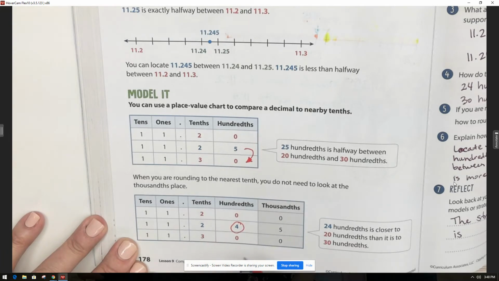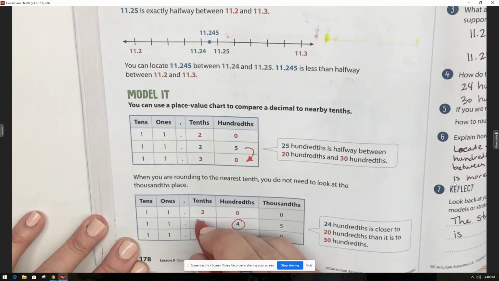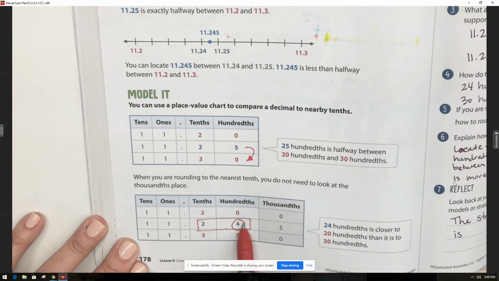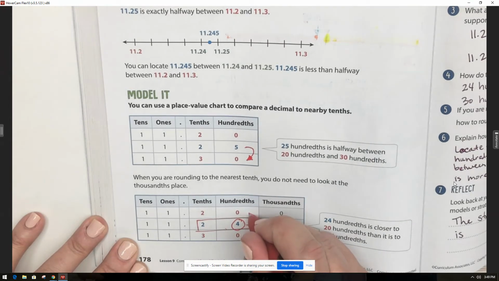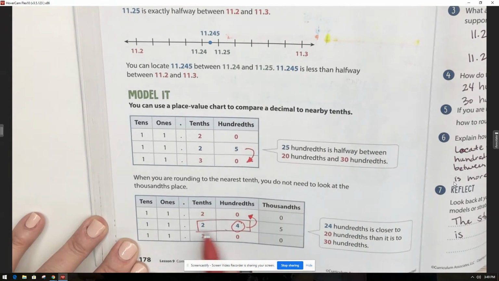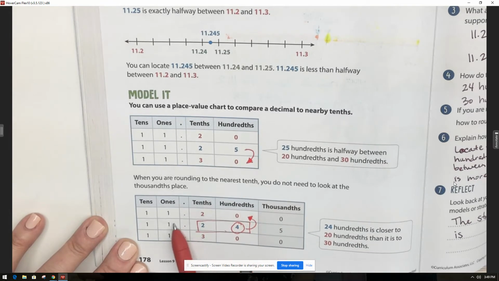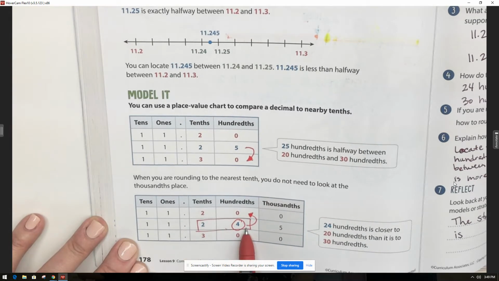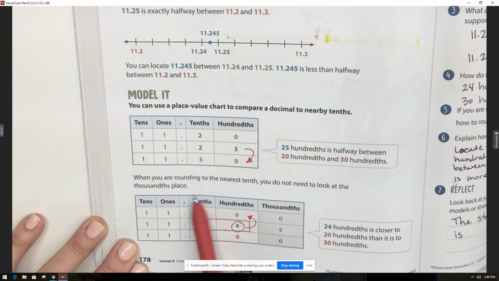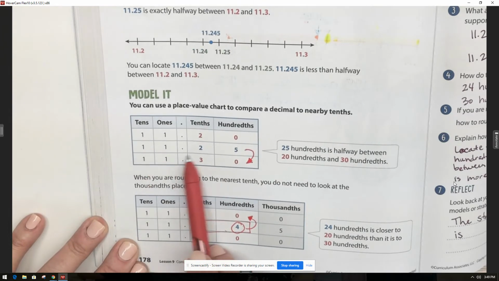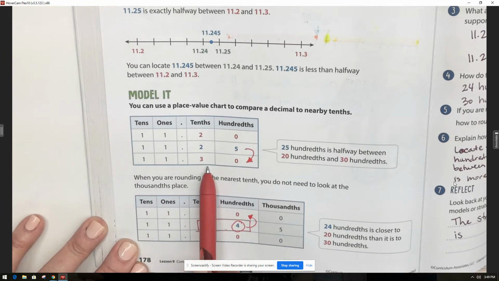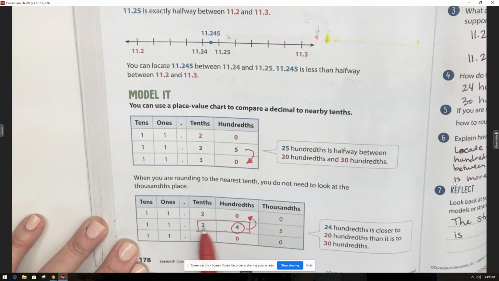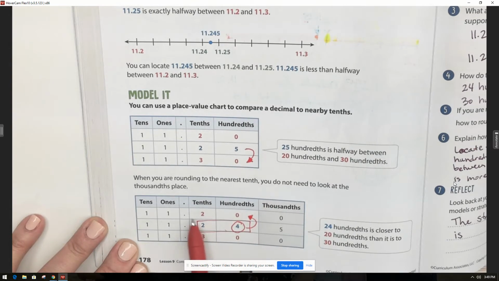Actually, instead of looking at the 4, I'm going to have us look at this 24. Is 24 closer to 20 or closer to 30? That's right, it's closer to 20. So in this case, we are going to round down. So 11 and 24 hundredths is closer to 11 and 2/10. So 11 and 25 hundredths rounds to 11 and 3/10 if we're rounding to the nearest tenth, and 11 and 24 hundredths rounds down to 11 and 2/10.